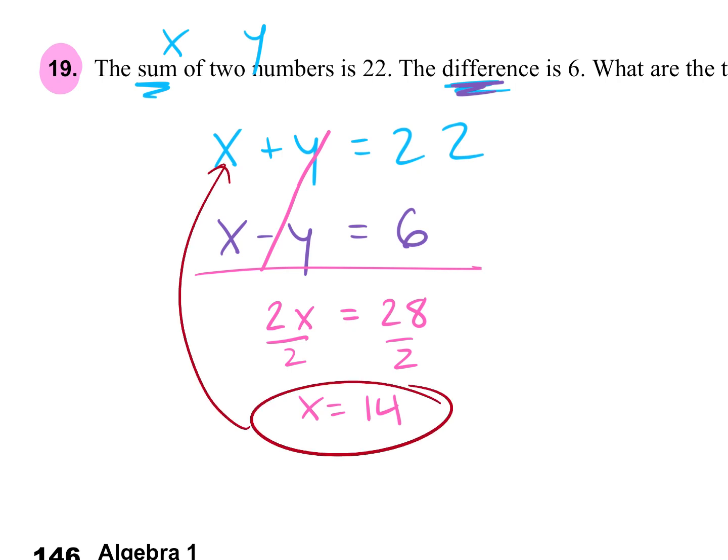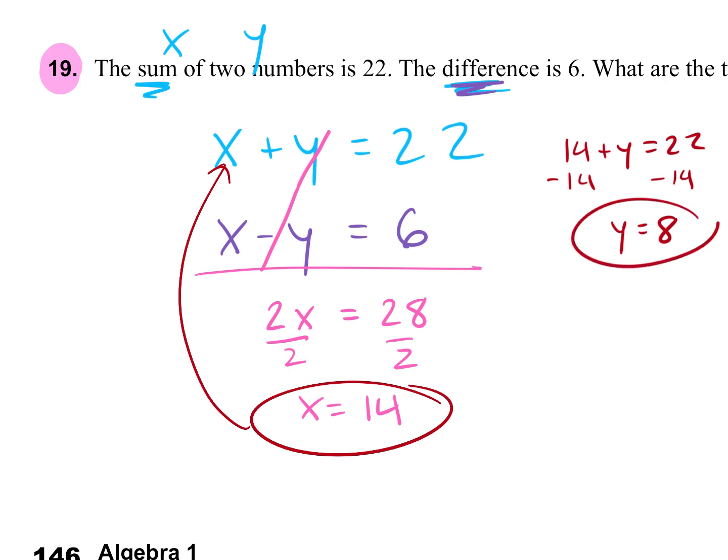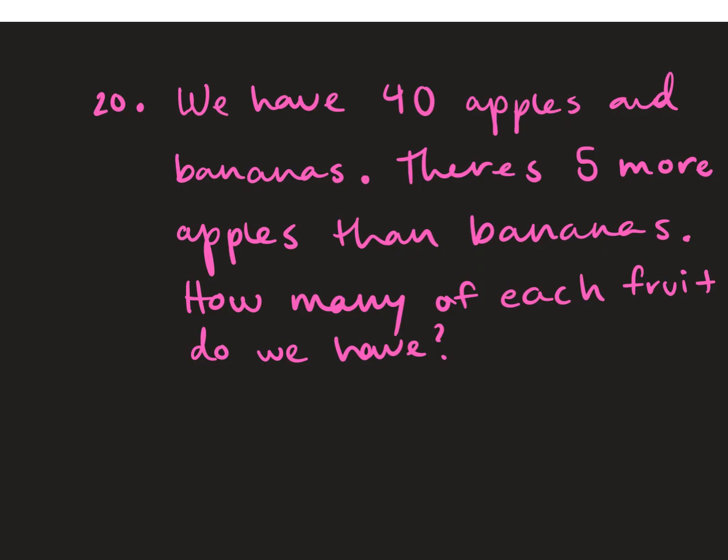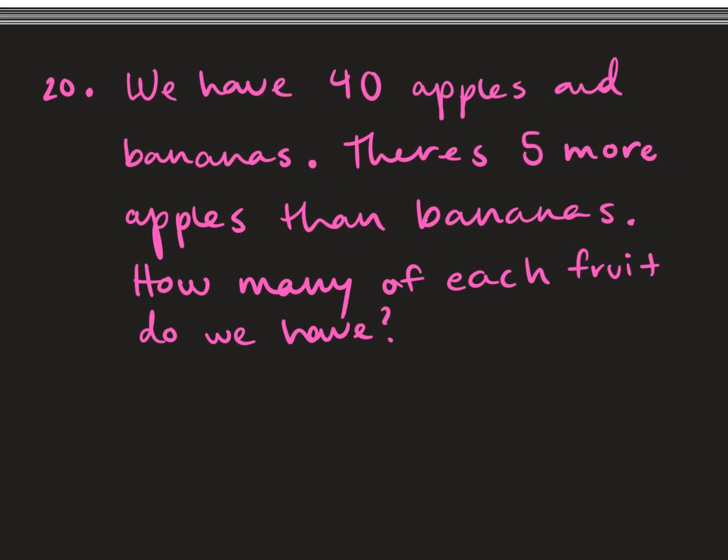Plug in the x. So I have 14 plus y is equal to 22. Subtract 14, so what does y equal? 8. So the two numbers would be what? 14 and 8. All right, let's say we have 40 apples and bananas.